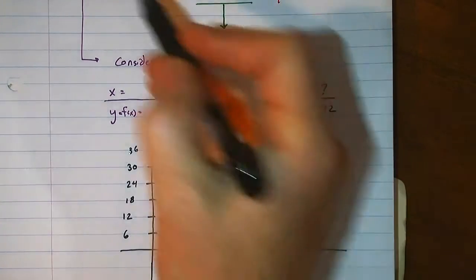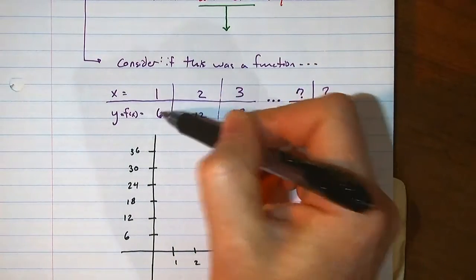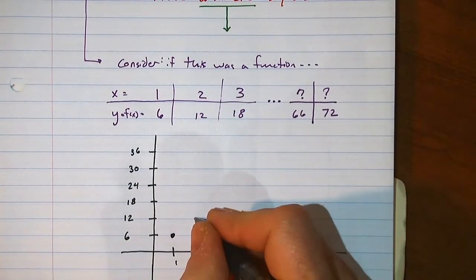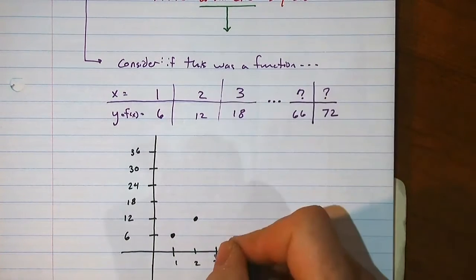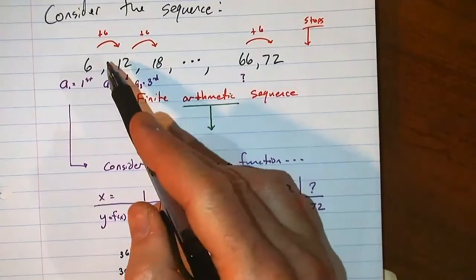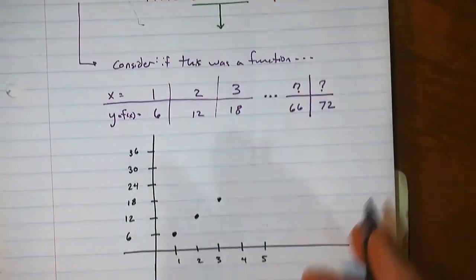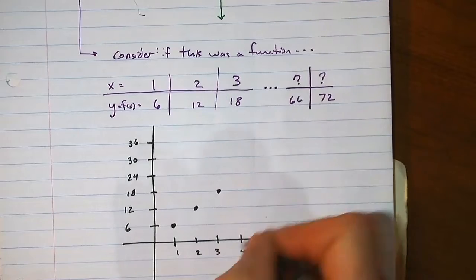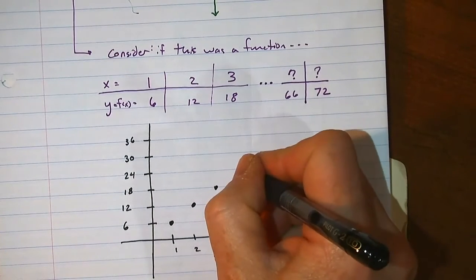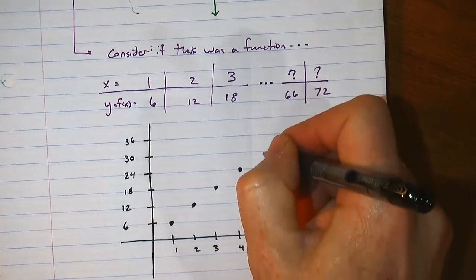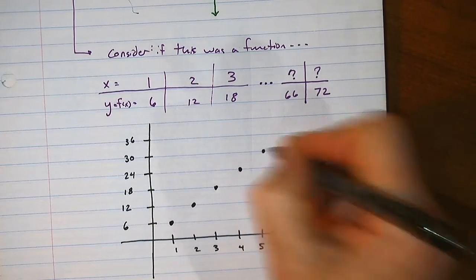All right, so what have I got? My first point is at 1, 6. My second point is at 2, 12. My third point, 3, 18. Now, they didn't give me what happens in the dot, dot, dot, but I know the pattern is to add 6. And since my pattern is to add 6, I can extrapolate out. If I add 6 to 18, I'm going to end up with my fourth point being at 24. And if I add 6 to 24, I'm going to end up with my fifth point being at 30, and so on and so forth.